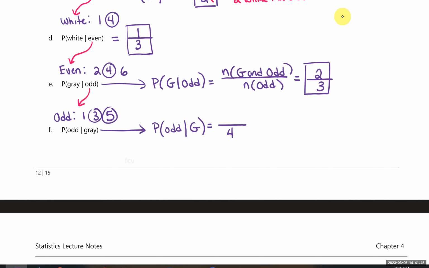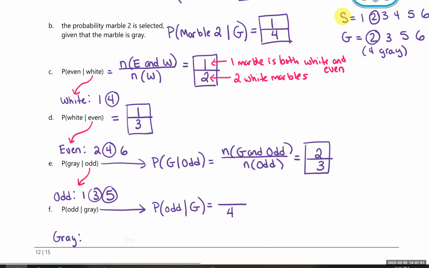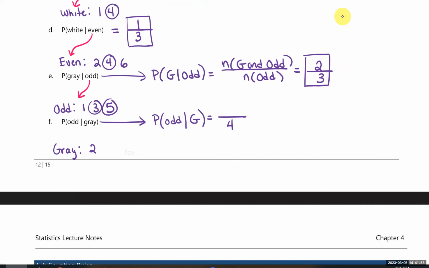And now I'm just writing gray because I don't want to scroll up and keep going up and down. I'm going to do it anyway. Gray, 2, 3, 5, 6. There's the gray. So if I pick one of them, the probability of an odd, picking just from the gray ones, the odd numbers there are 3 and 5. So 2 out of those 4 gray ones are also odd.